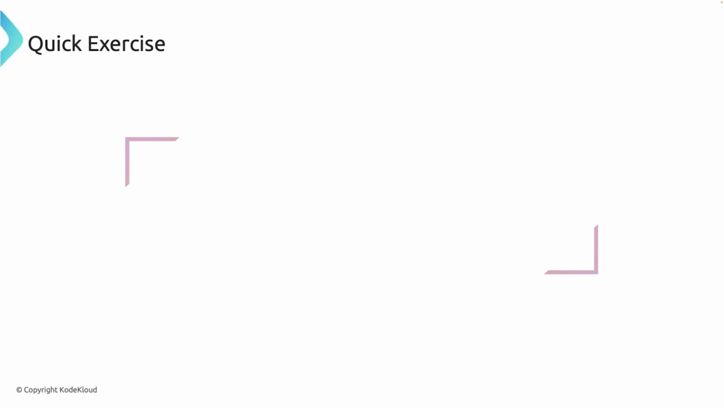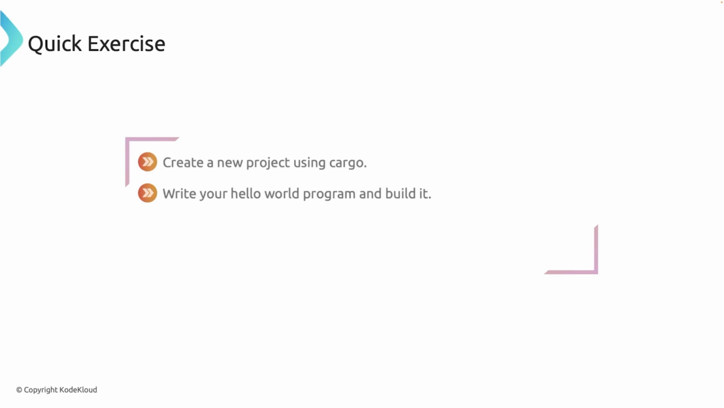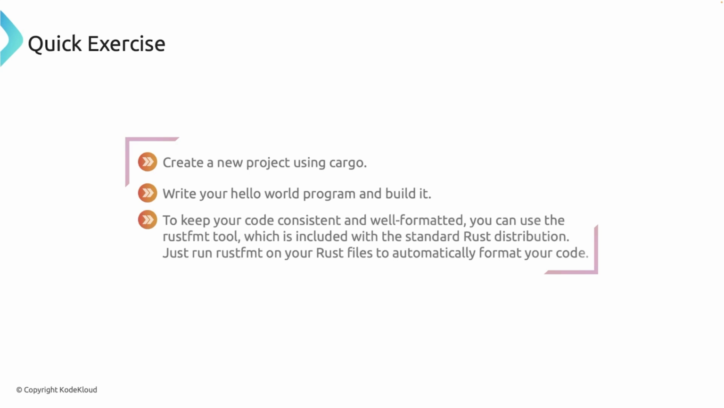So before we wrap up, here's a quick exercise. Go ahead and create a new project using cargo. Write your hello world program and build it. And to keep your code consistent and well formatted, you can use the Rust format tool, which is included with the standard Rust distribution. Just run rustfmt and provide the name of your file. Just run rustfmt main.rs and it's going to automatically format your code.